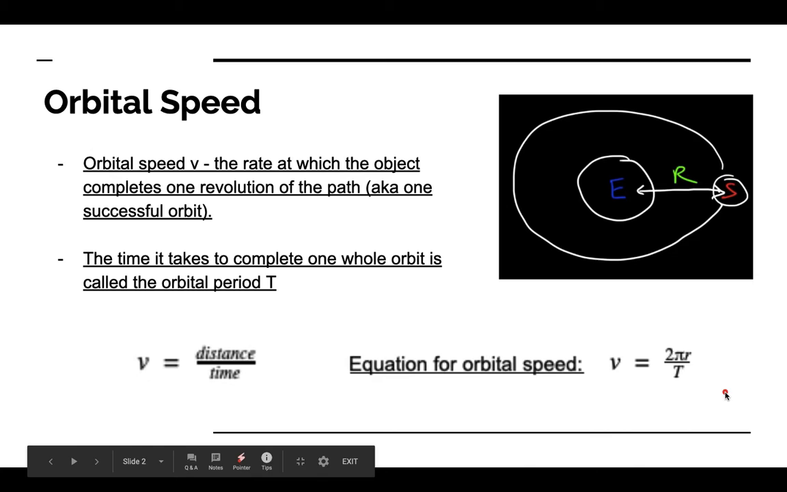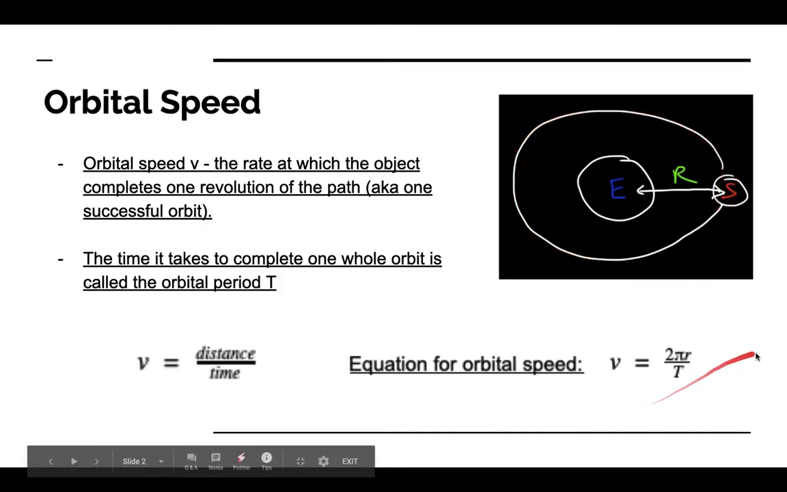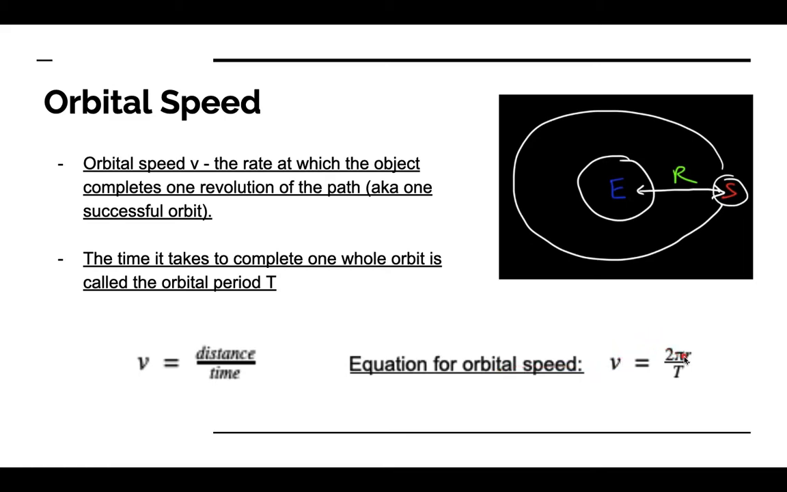However, there's not a whole lot of memorization that has to go into it because it comes from the fact that speed is defined as distance divided by time. So the distance traveled on one full orbit is equal to the circumference of this orbit, which is 2 pi r. And then the time that you're dividing by is the period, the time it takes to complete one whole orbit. So for orbital speed, we're going to get v equals 2 pi r divided by the orbital period T. So we have this nice relationship here.